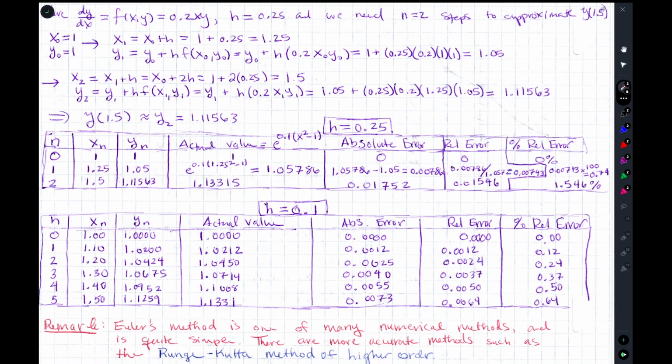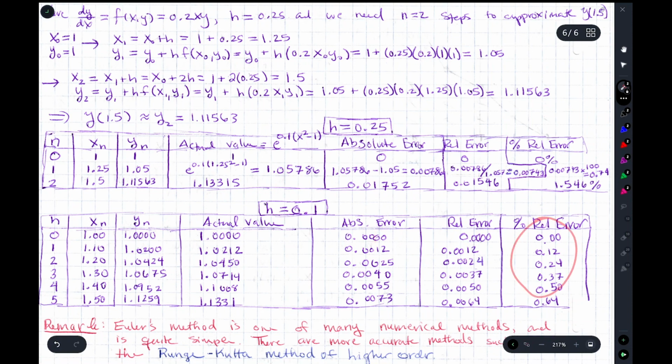But what if we chose a smaller step size, 0.1? If we chose 0.1, we start at 1, we want to get to 1.5. Well, we have to take 5 steps, right? Because 5 times 0.1 is 0.5, and we want to go from 1 to 1.5. Doing the same thing as above, we'll get these values. We won't walk through this because it gets tiring and takes a lot of time.